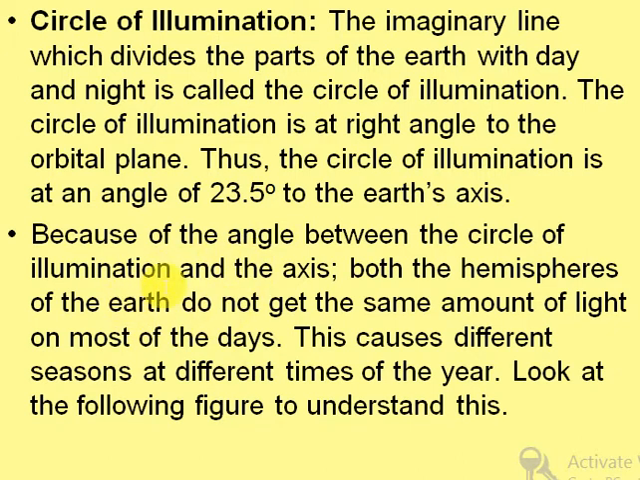Because of the angle between the circle of illumination and the axis, both hemispheres of the earth do not get the same amount of light on most of the days. This causes different seasons at different times of the year.